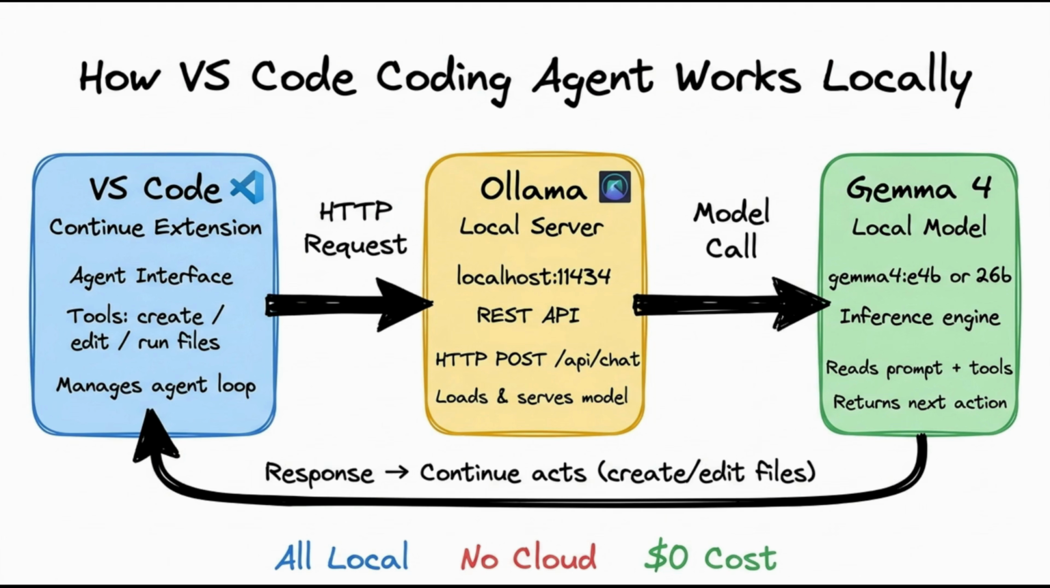So the flow is simple. You type a prompt in Continue, it fires an HTTP POST request to localhost 11434. Ollama passes it to Gemma 4, the model generates the response, and Continue acts on it, creating or editing files directly in your workspace automatically. No approvals, no copy paste. The entire loop runs on your machine, nothing leaves, and it's zero cost. Alright, now you understand the architecture, let's build this step by step.